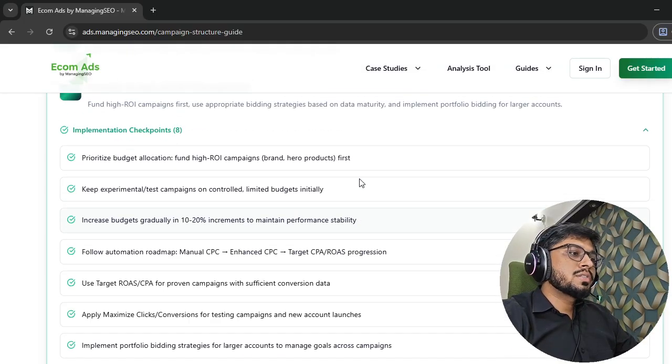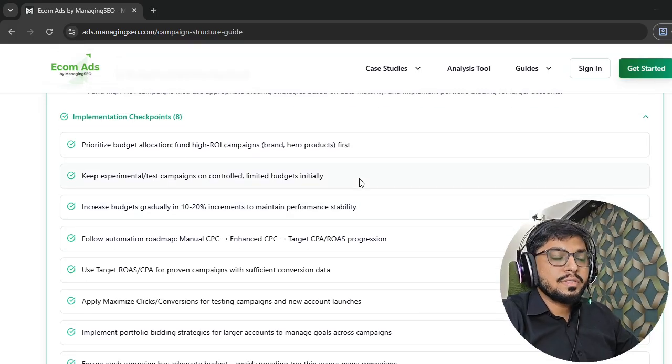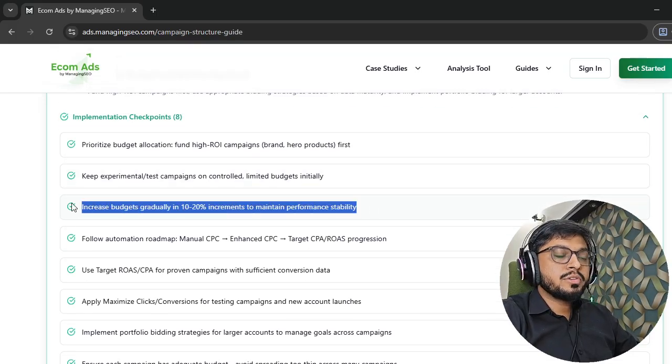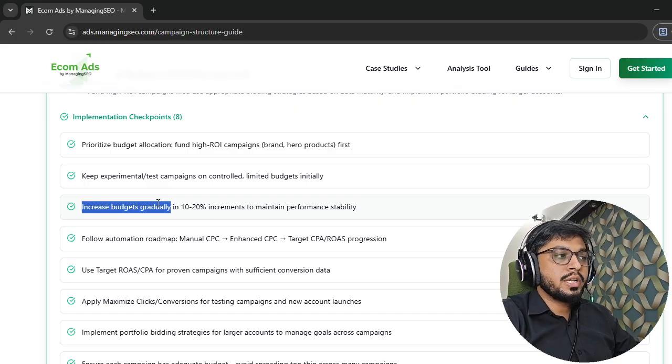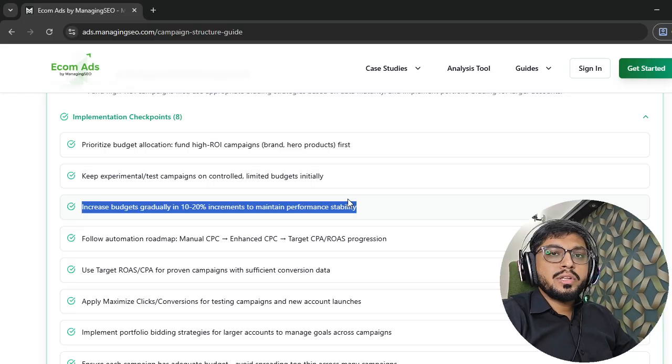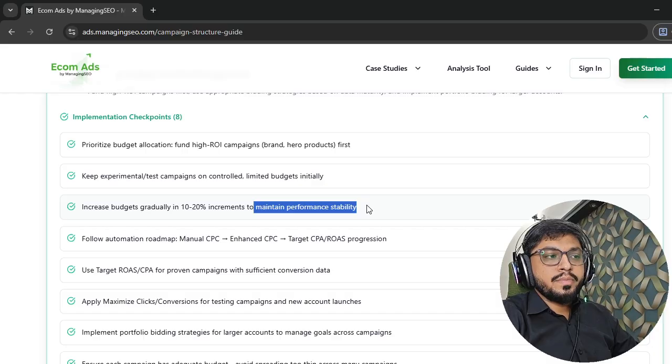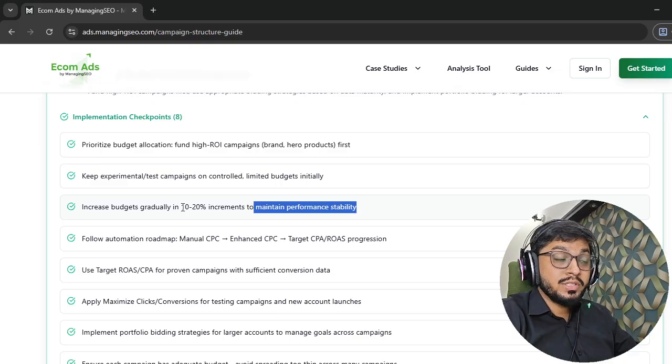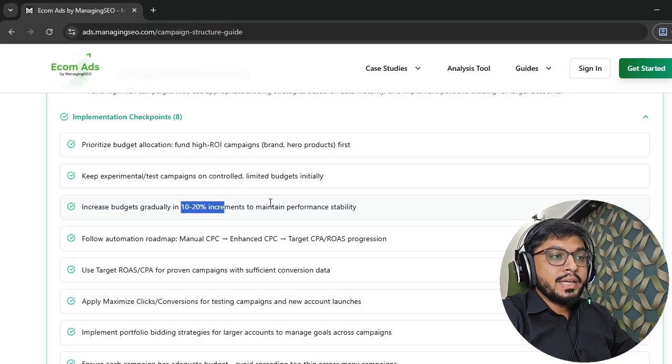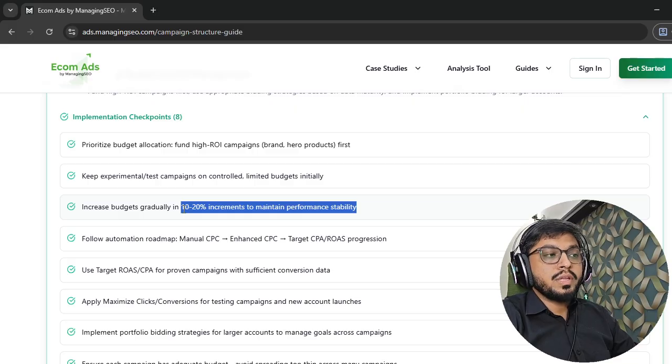As I mentioned in the start, this is like the whole of Google Ads. I'm not talking about the structure, but this information is very important. Let's say you have a very good structure, and then suddenly you increase the budget and make it 50% or maybe 100%. You're just playing a risky game here. If you're increasing by 10 to 20%, then it's going to maintain the performance stability. If you're increasing more, maybe you can get some good results from there. I'm not saying that you cannot get good results if you're increasing by 50% or maybe 100%. You can, but it's risky. So to maintain performance stability, increments of 10 to 20% are important.